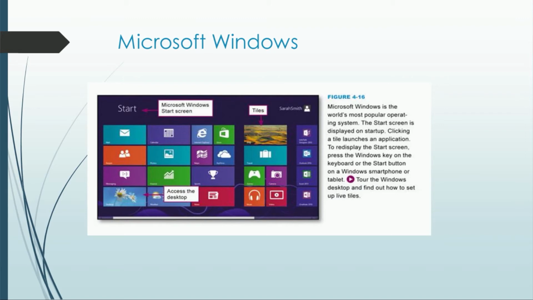Now I want to talk about Microsoft Windows. Microsoft Windows is the world's most popular operating system. The start screen is displayed on startup. Clicking a tile launches an application. To display the start screen, press the Windows key on the keyboard, or the start button on a Windows smartphone or tablet.